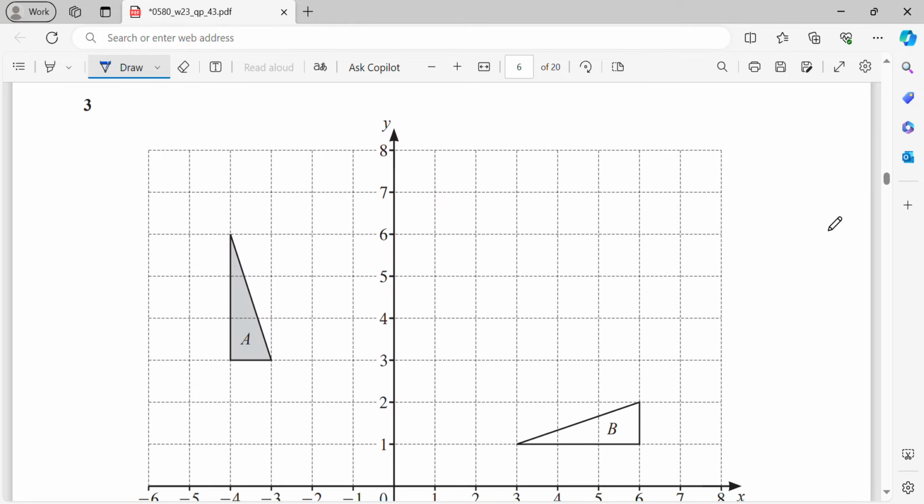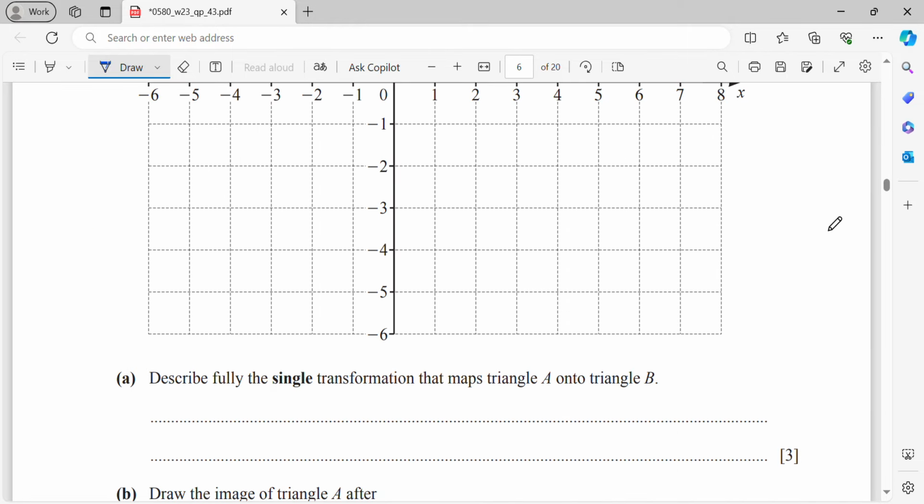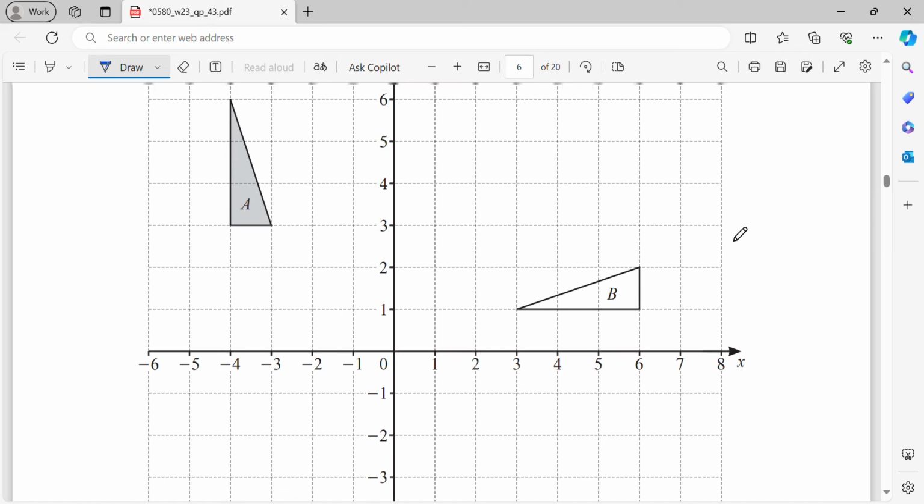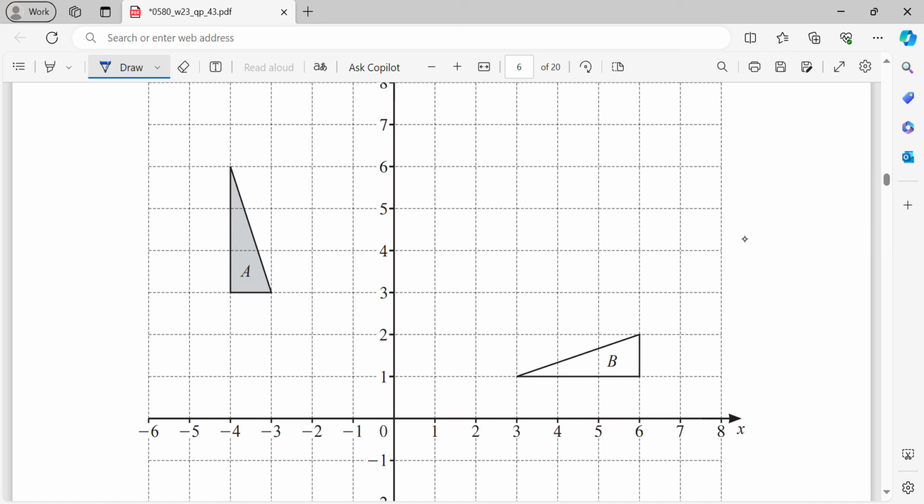Now next question, number 3. So A, describe fully the single transformation that maps triangle A onto B. Okay, so let's look at A and B. Now, first of all, we know that it is not translation, because if translation, you will remain in the same shape but different position, maybe up or down, left or right. Okay, this is not translation.